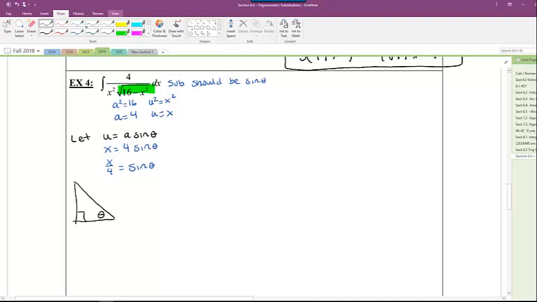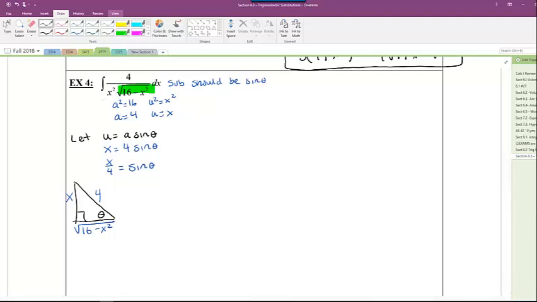This is theta. So if we have the sine of theta, we know that the opposite side is x. The hypotenuse is equal to 4, and then doing Pythagorean theorem, we'd end up with this adjacent side as the square root of 16 minus x squared.